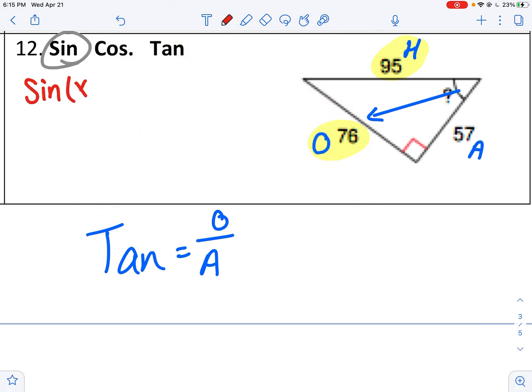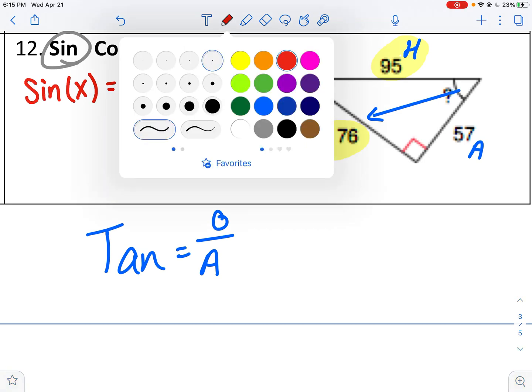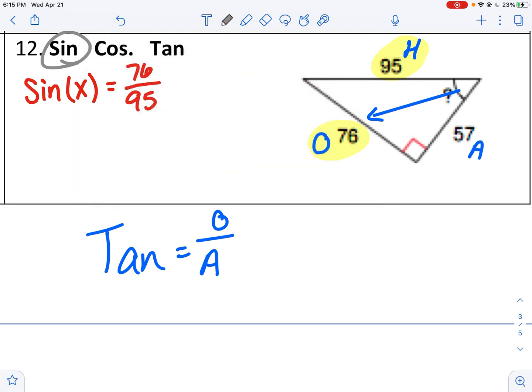So sine of my unknown angle x equals opposite over hypotenuse. Okay? So the sine of my unknown angle equals the opposite over the hypotenuse. Well, how do I undo sine? I'm going to do the sine inverse to both sides. So the sine and the sine inverse are opposite operations. They cancel each other out. So I'm left with just x on that one side.